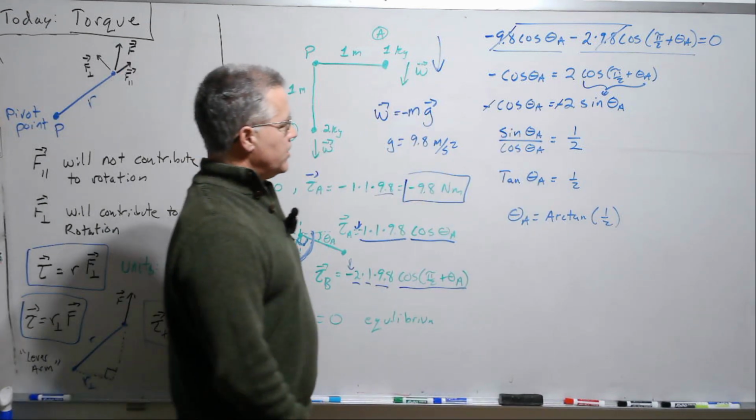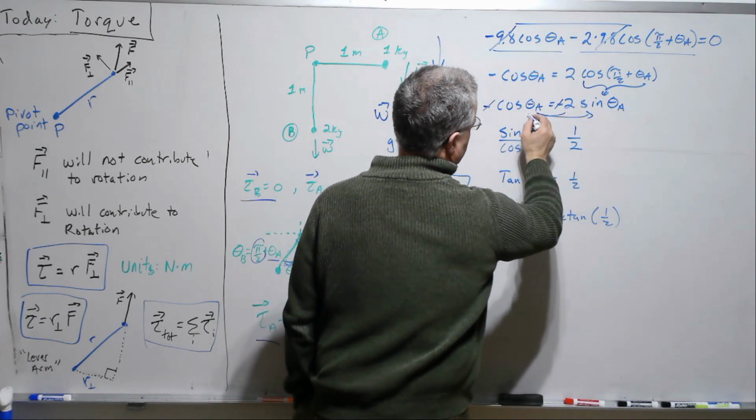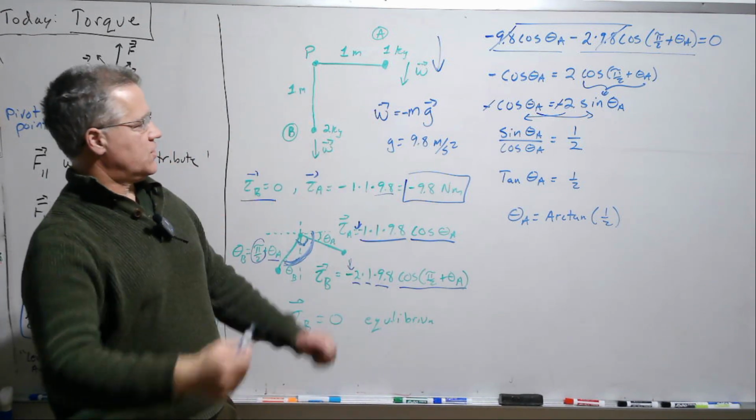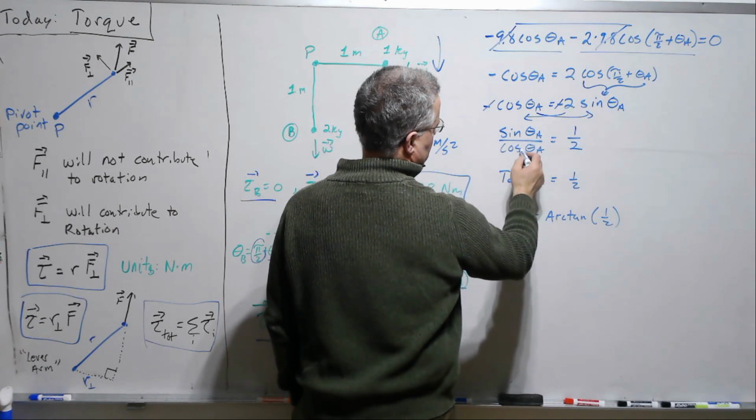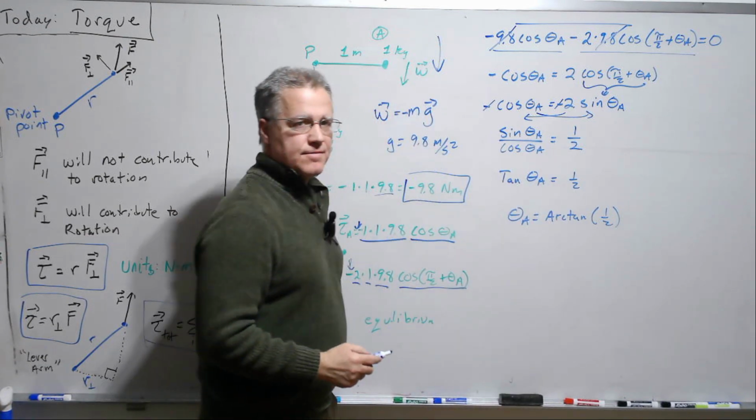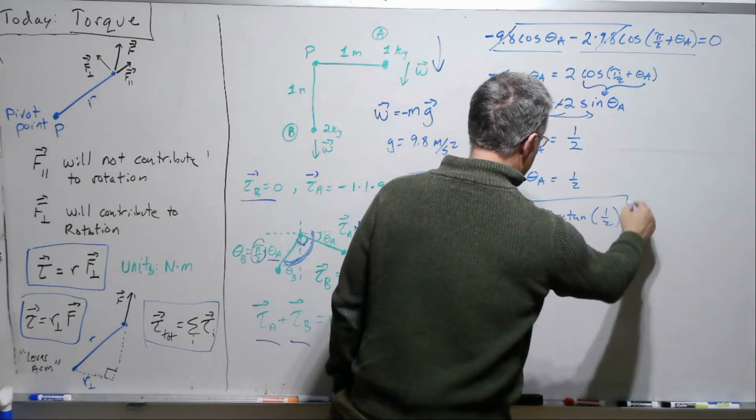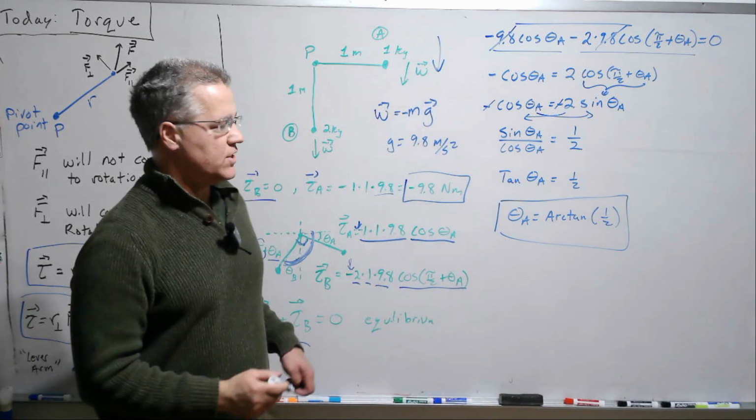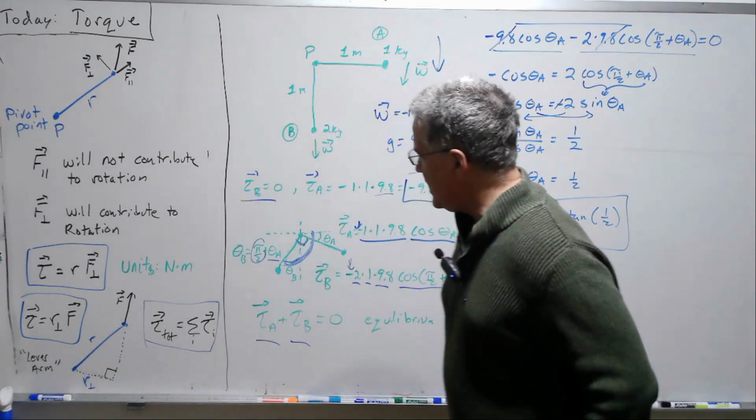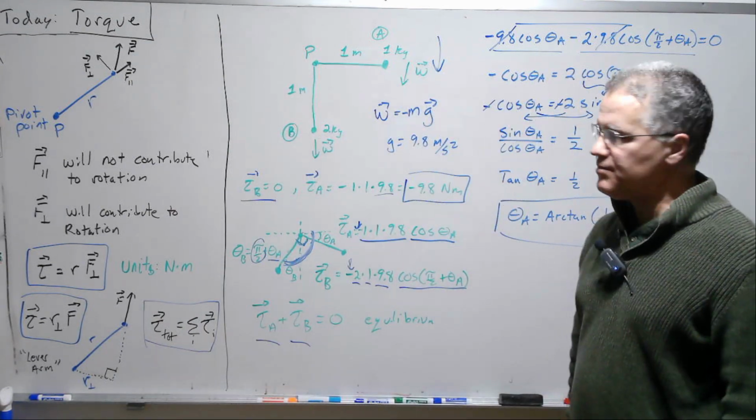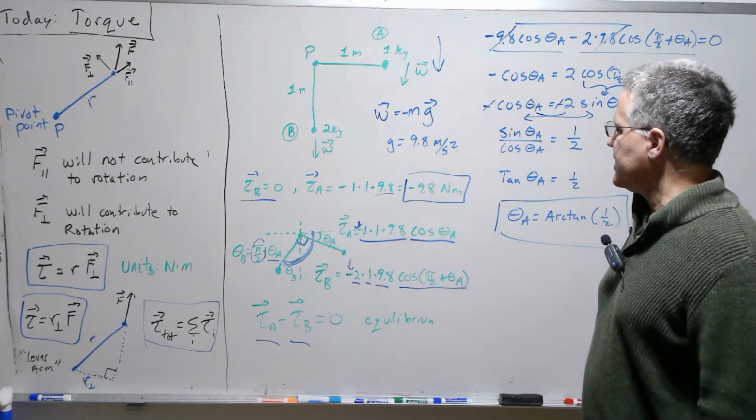And now I'm going to cross multiply. I'm going to bring this cosine over here, my 2 over here, and then I'm going to just switch the order. So I have sine theta A over cosine theta A equals 1/2, or tangent theta A equals 1/2. Solving for theta A equals arctangent 1/2. And so these are torque problems, and they elicit rotation, in a rotational acceleration.